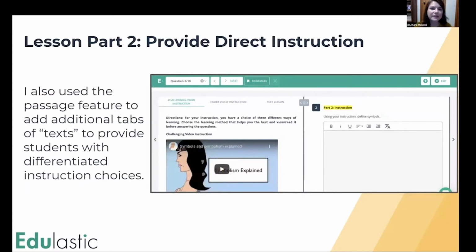I also used the passage feature to add additional tabs. The passage feature allows you to add multiple passages so you can compare passages. But what I did for direct instruction was I provided differentiation with instruction. So if you see here on the choices, there's these little tabs. Students had a more challenging video, an easier video, and they also had a text lesson if they preferred that over a video. And then again, they would have the same question in response to all of that, but they had a choice. And I think students responded really positively toward that.